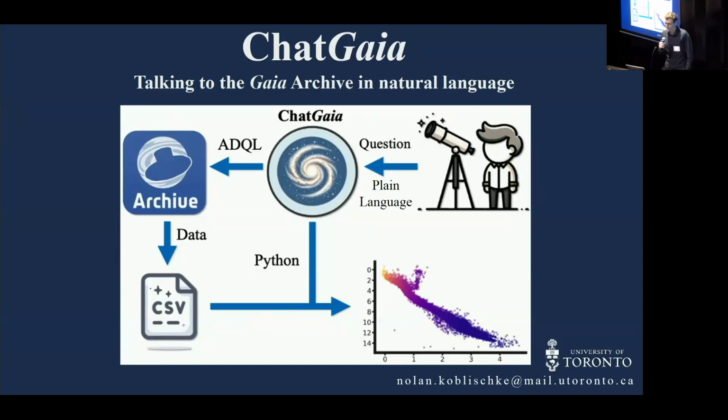So I found a unique solution to this that uses ChatGPT, which has been trained on large chunks of the internet, presumably including the Gaia documentation. And so I found it quite proficient at writing ADQL queries. So with ChatGaia, you can ask a plain language question, it'll write the ADQL, get the data, and write Python to plot it.